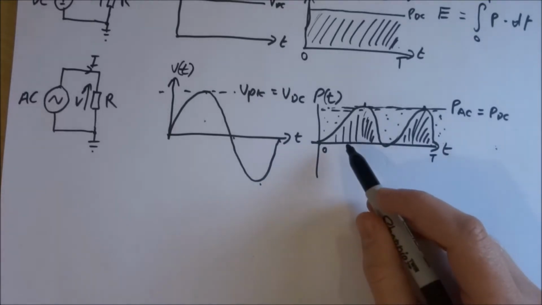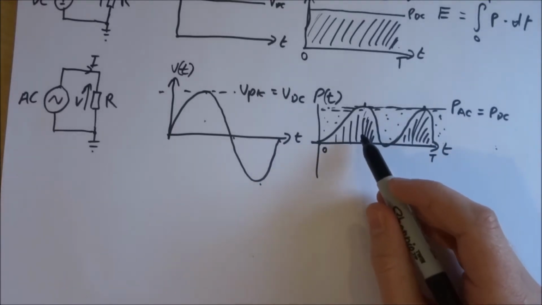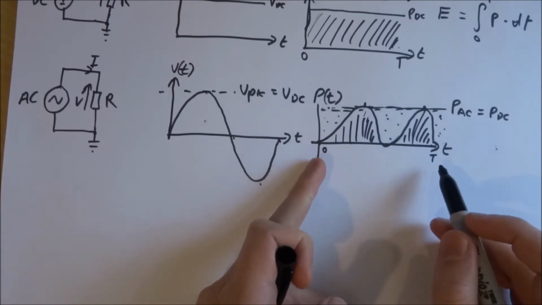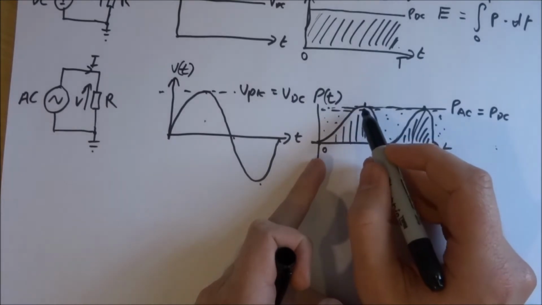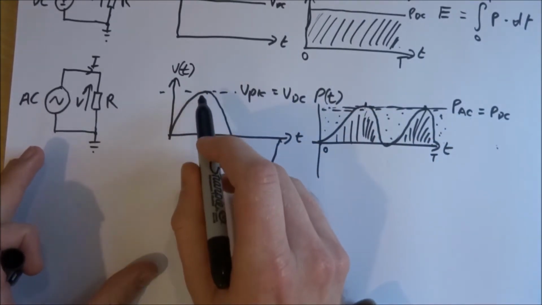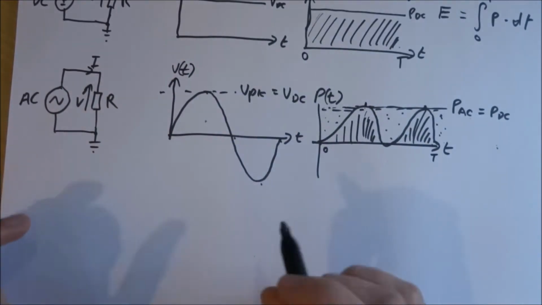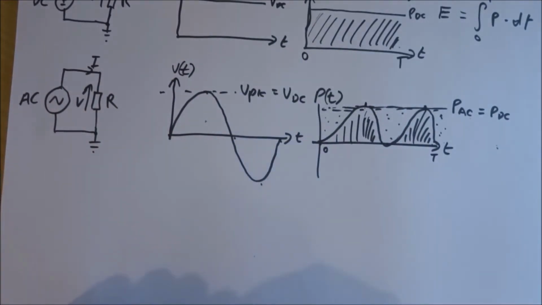It also means then that if I want to deliver the same amount of energy to a load over a given time period, then the peak value of the power, and hence the peak value of the voltage, must be higher than the DC value. But how much higher? And that's where the RMS comes in.